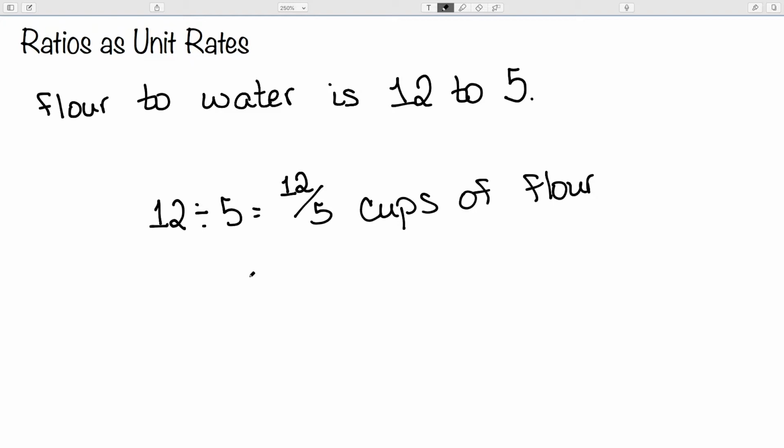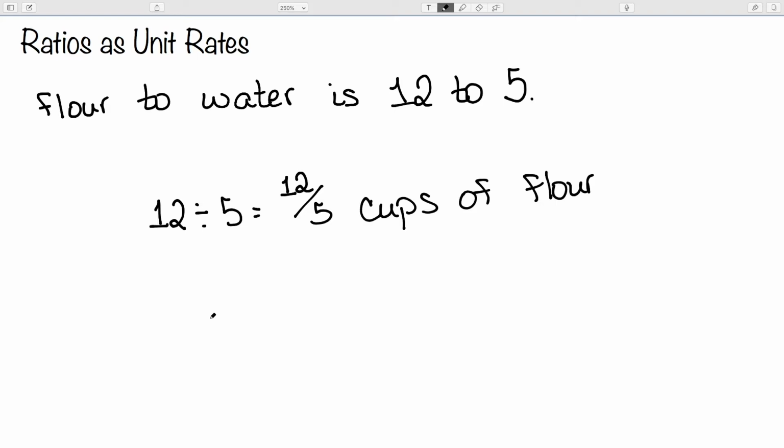Well, 12 divided by 5, or 12 over 5, tells us how many cups of flour for exactly 1 cup of water. So we have 12 over 5 cups of flour per cup of water. In this way, our ratio 12:5 of flour to water is naturally associated with the fraction 12 over 5. And this tells us the number of cups of flour per cup of water. This is also known as the unit rate.